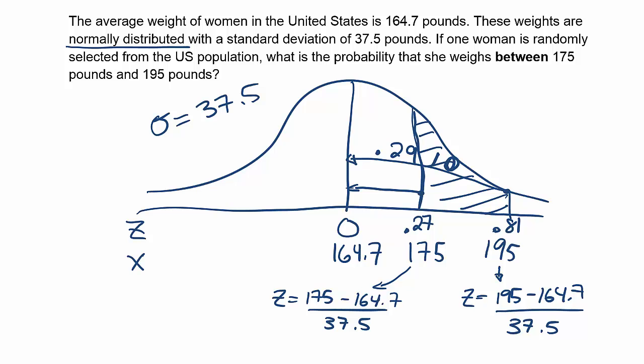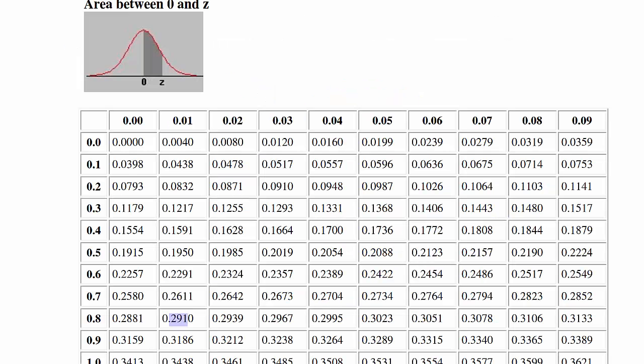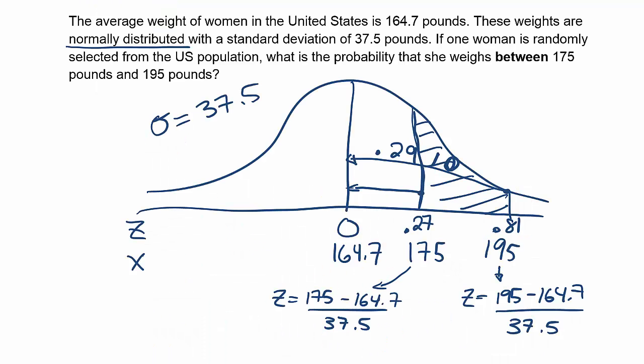So let's look up the 0.27, see what that gives us. So here's 0.2 again, and then 0.27 will be over here. So 0.1064. And to get the final area that I'm interested in, I will just simply subtract, right? So I have to subtract these two answers. In other words, I'm going to do 0.2910 minus 0.1064, and that will leave me with the area I'm interested in.